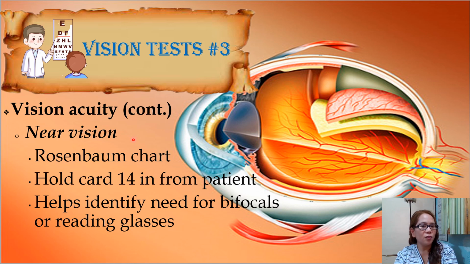Alright, moving on to our vision acuity test. For the near vision, again, you have to use the Rosenbaum chart. And then you ask the client to hold the card at least 14 inches from the patient. Okay, 14 inches. And then you help the client identify the need for bifocal or reading glasses.